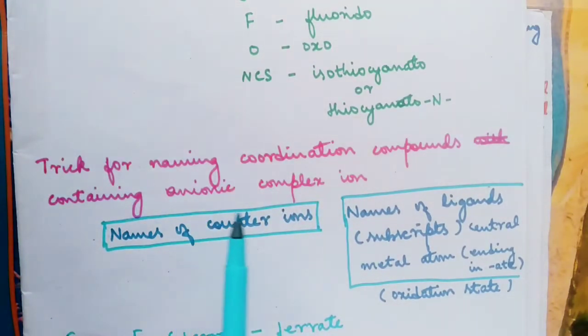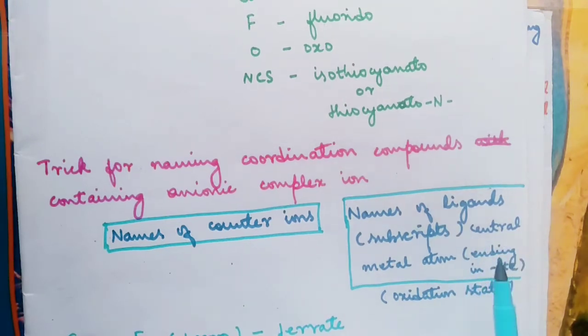First write the name of the counter ions, after that leave some space, and then comes the names of the ligands with the subscripts. And then after that comes the central metal atom. Now for the central metal atom, you have to end it in ATE, because it is for the ionic complex ion. Whenever it is an ionic complex ion, for the name of that central metal atom, you have to end it in ATE, and then followed by the oxidation state of the central metal atom.